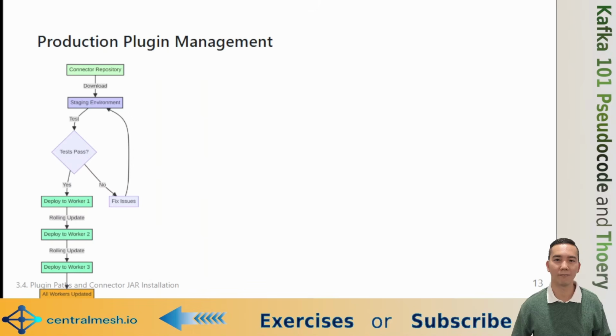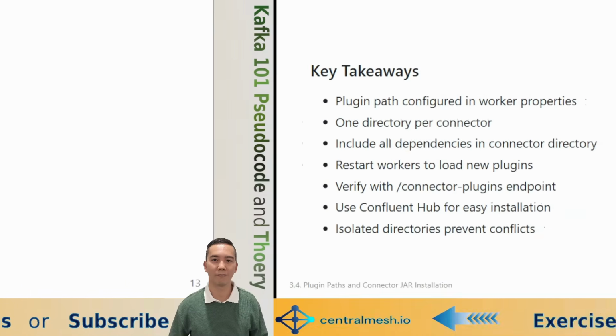Notice we don't update every worker simultaneously. Instead, we perform a rolling update. We update worker 1 first, verify it's healthy, then continue with worker 2 and finally worker 3. This rolling deployment minimizes downtime and reduces deployment risk because only one worker changes at a time. Once every worker has been updated successfully, the entire Kafka Connect cluster is running the new connector version. This staged rollout process is considered a best practice for production environments because it allows problems to be detected early without impacting the entire cluster.